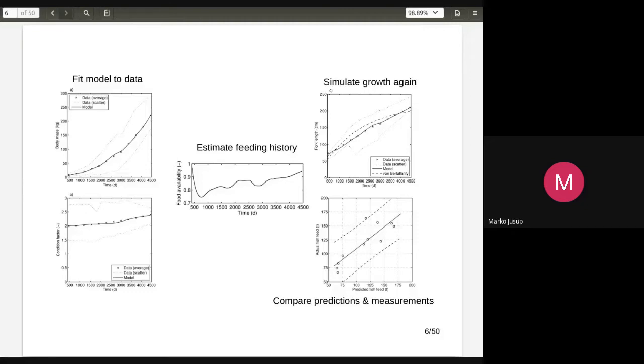They were not receiving an optimal amount of food. We also found out here on the right bottom panel that the estimated feeding history that we got out of the model matched really well the data that they had. But now we could actually understand that these fish were not receiving enough food.